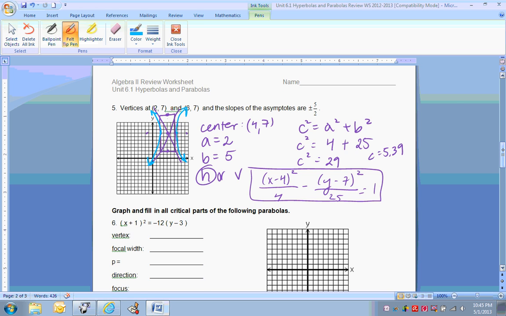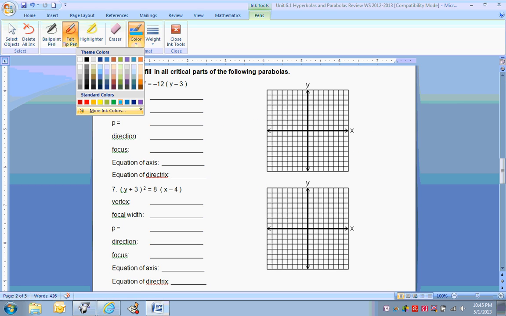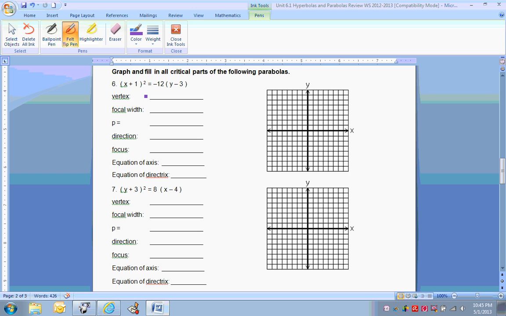Okay, so now we're going to move on to parabolas. They ask us to graph and fill in all critical parts of the following parabolas. The vertex in this case is going to be at (-1, 3). My focal width is the absolute value of 4p. Well, this 4p is -12, so the absolute value of -12 is 12. Now to find p, I divide -12 by 4, and that's -3.